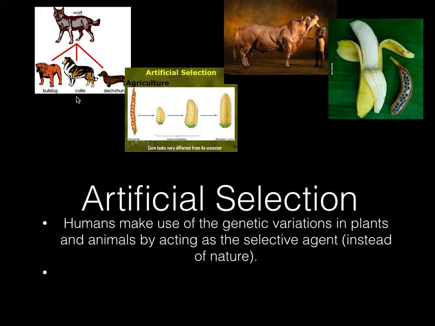So artificial selection is when humans make use of the genetic variations in plants and animals by acting as a selective agent instead of nature. So in natural selection, the selective agent is nature. In artificial selection, the selective agent is us.